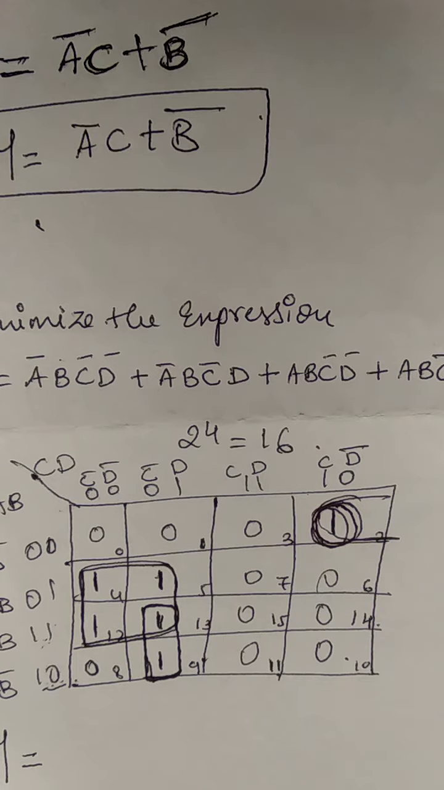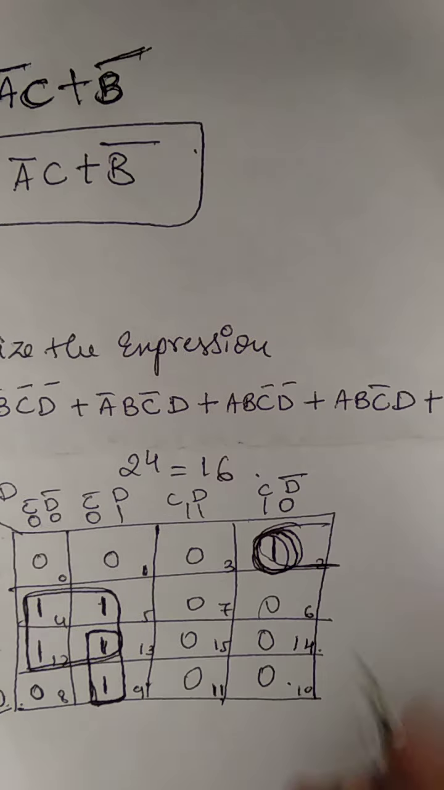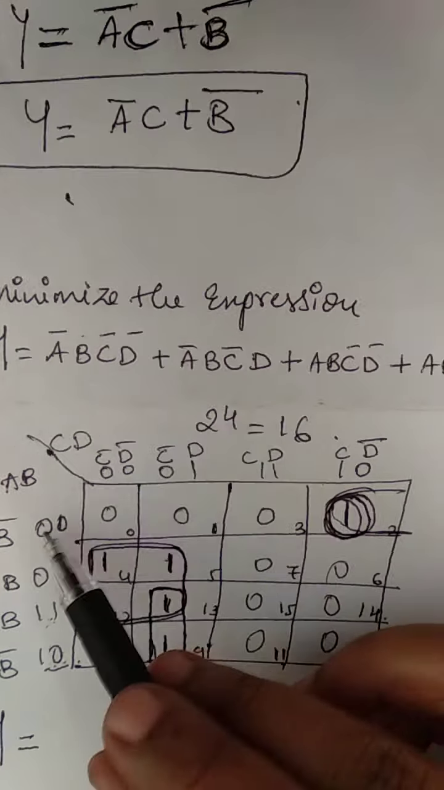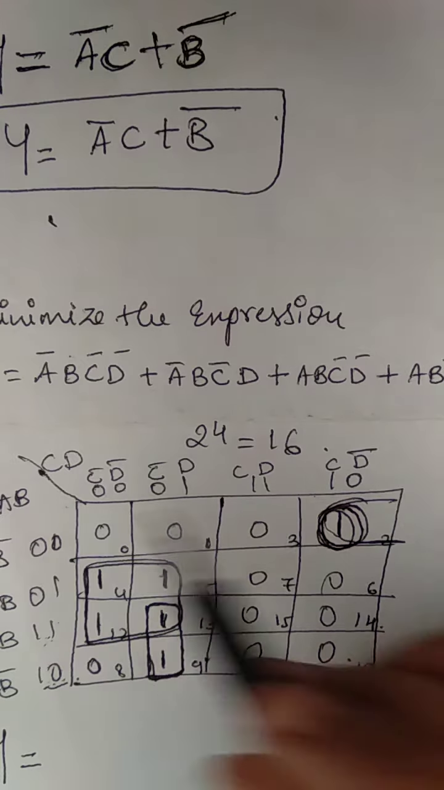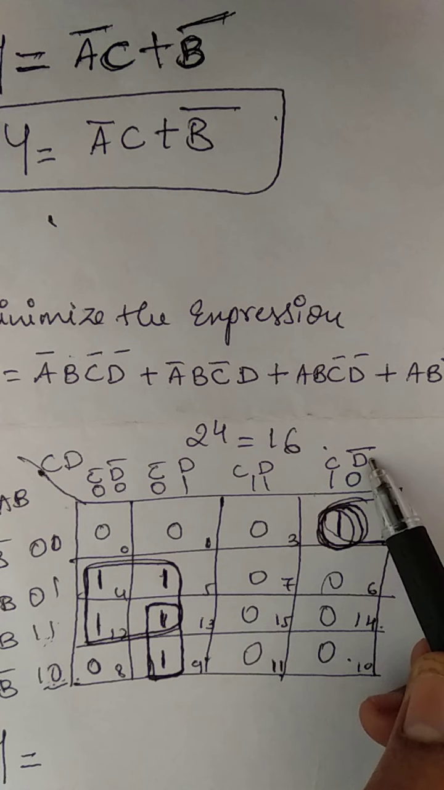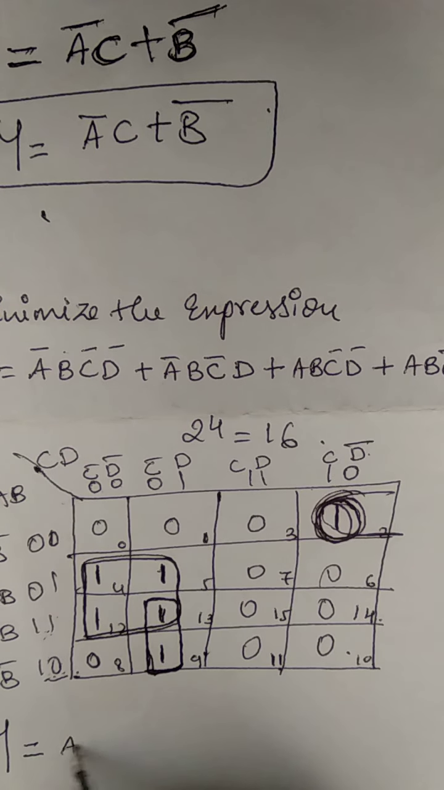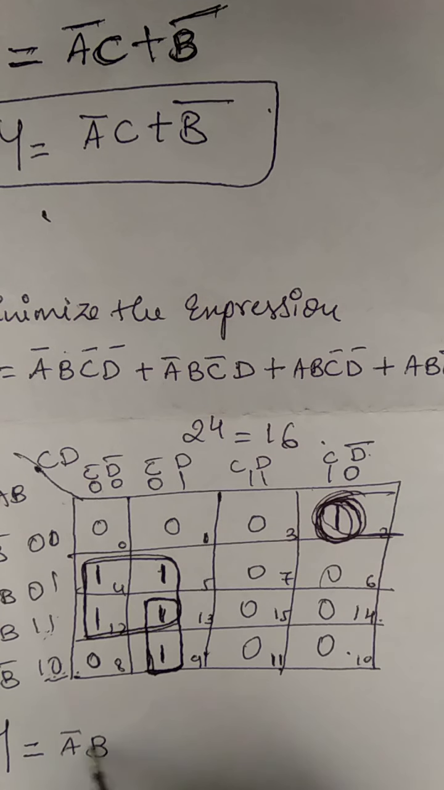We'll see the final expressions. So first what we'll do? First we'll start with this single group only. So is there any common with this row? A bar, B bar and C, D bar? No. Then we have to write it as full for this single group. So the expression is A bar, B bar, C, D bar.